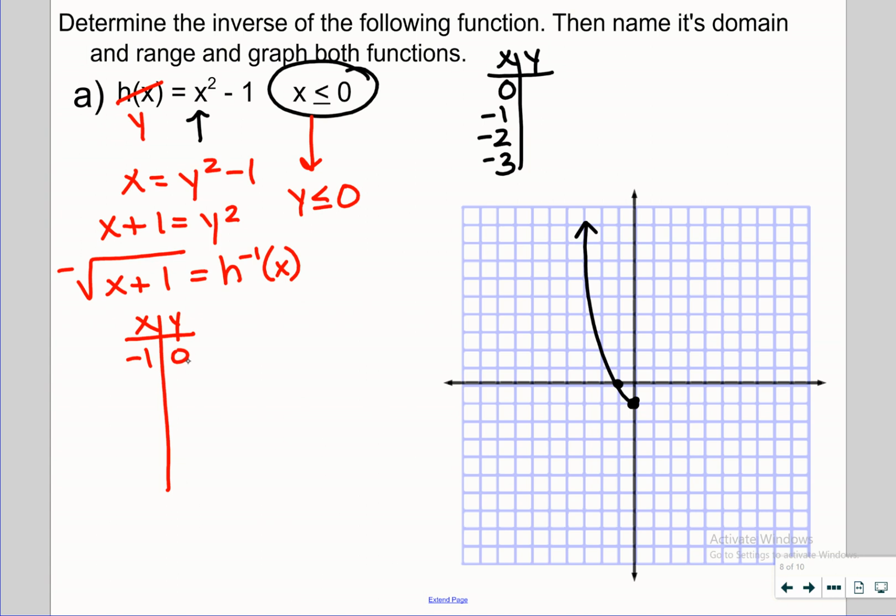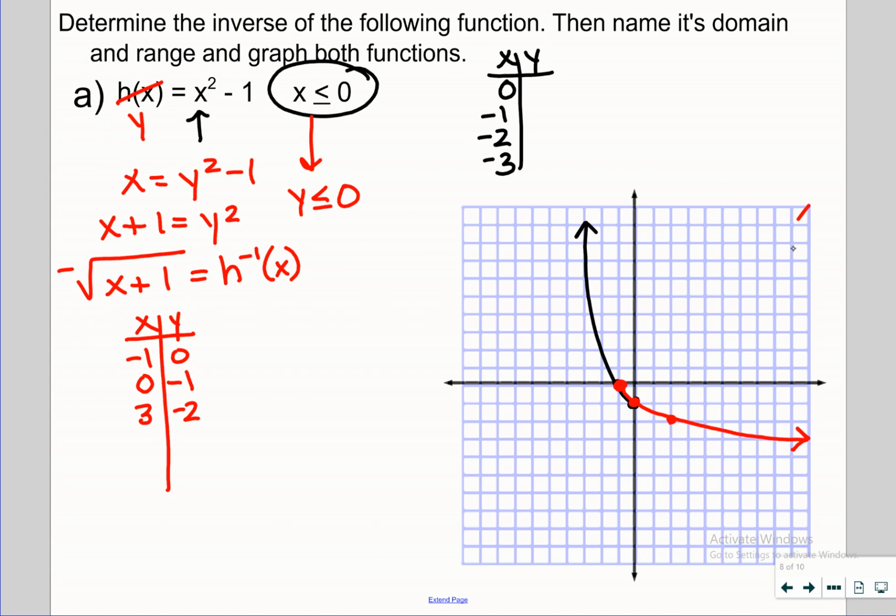Okay. And then anything bigger than that would also work. So I could plug in 0. If you plug in 0, what am I going to get out? -1. If I plug in 1, what am I going to get out? Actually, let's get a prettier number. What about like 3? 3 would be pretty. I would get -2. That's enough to get a graph of it. Okay, so -1, 0, 0, -1, 3, -2, and that is the graph of the inverse.